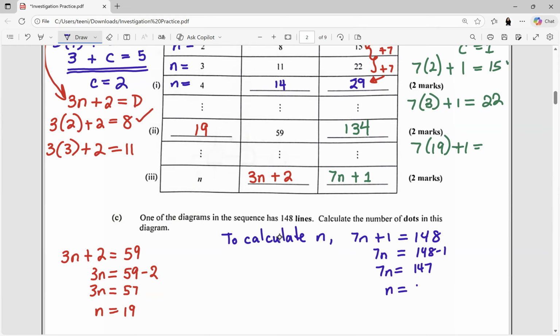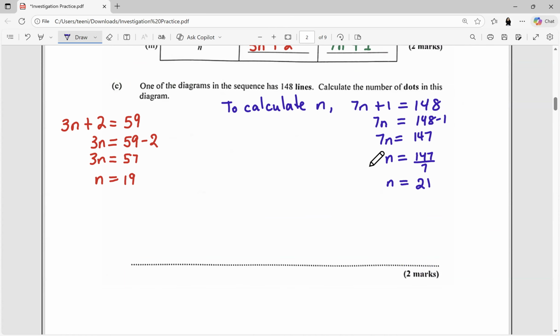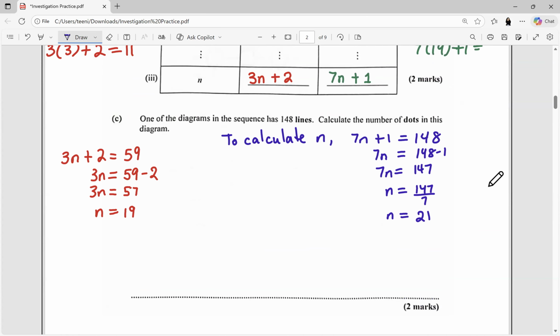And therefore, n is 147 divided by 7, which makes n equal to 21, right? So now that we know that n is 21, we can calculate the number of dots. Because to calculate the number of dots, you use this equation, 3n plus 2.